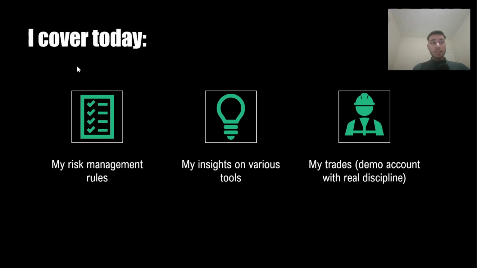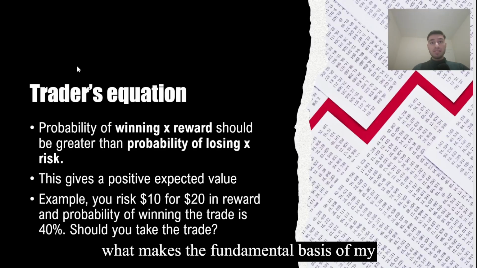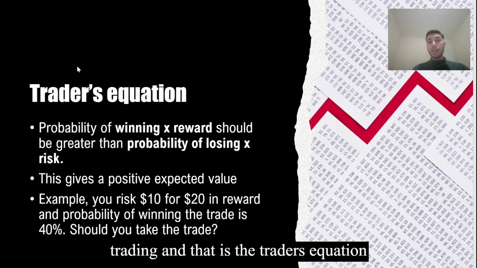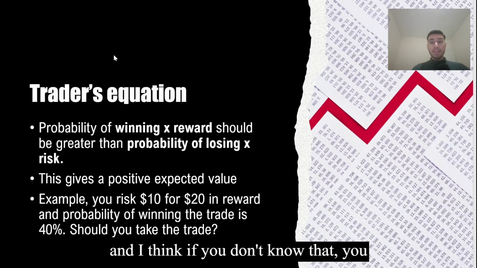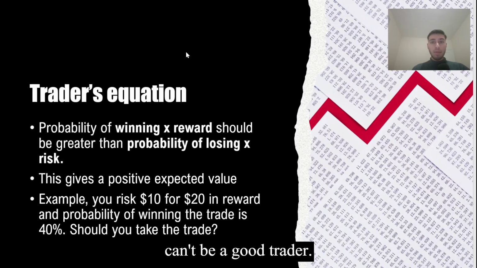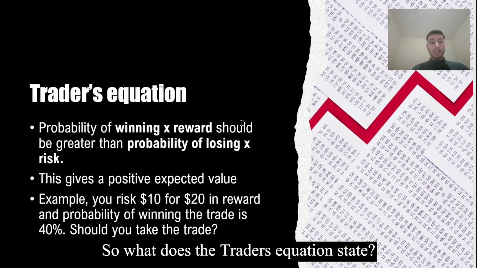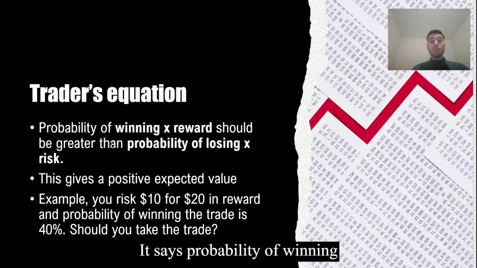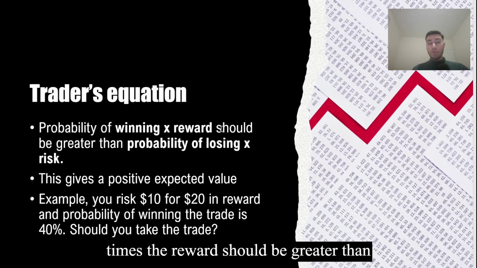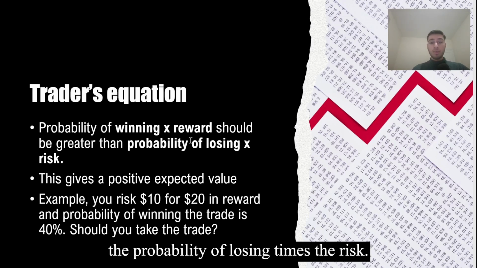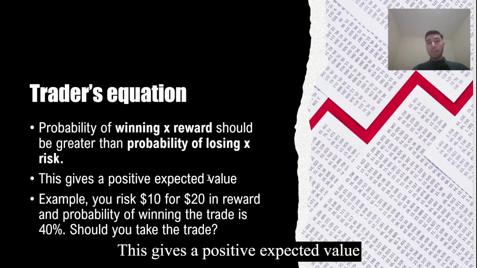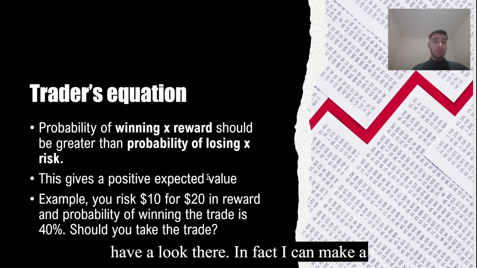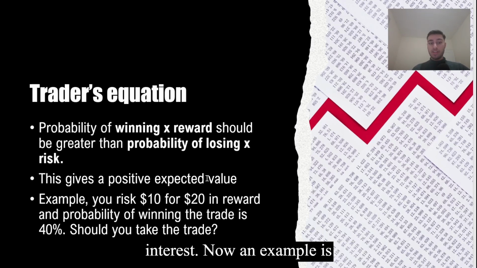Let's start with what makes the fundamental basis of my trading, and that is the trader's equation. I think if you don't know that, you can't be a good trader. So, what does the trader's equation state? It says probability of winning times the reward should be greater than the probability of losing times the risk. This gives a positive expected value, which is a statistical concept. So do have a look there. In fact, I can make a video should there be sufficient interest.